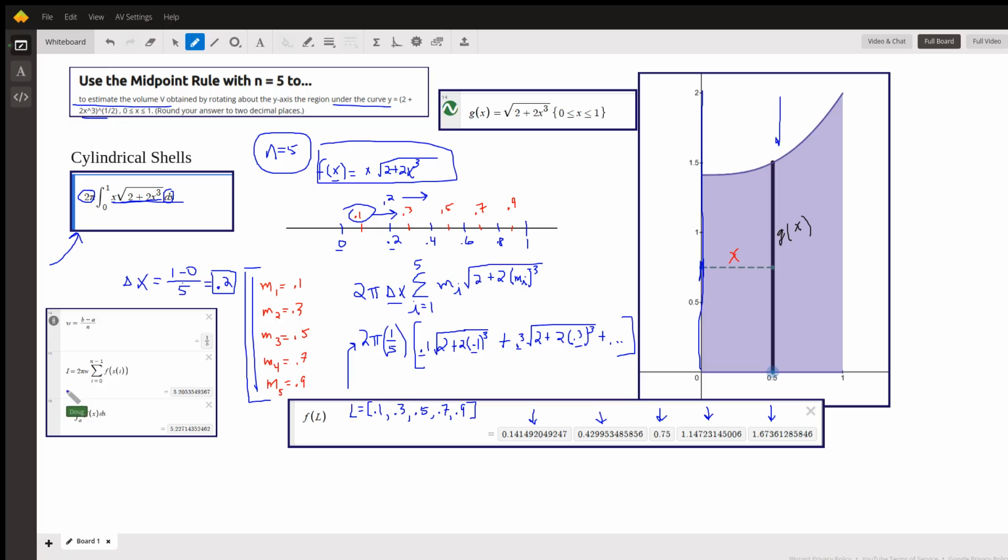Here is an estimate using 5 rectangles, 5 midpoints, and here's the actual integral value, 5.227. So we're pretty close, off by approximately 3/100ths. Okay, there you go.